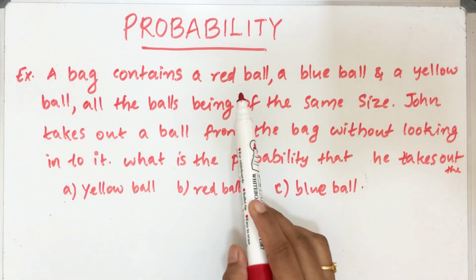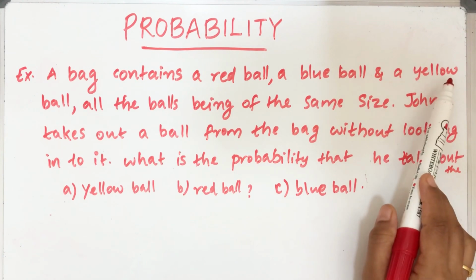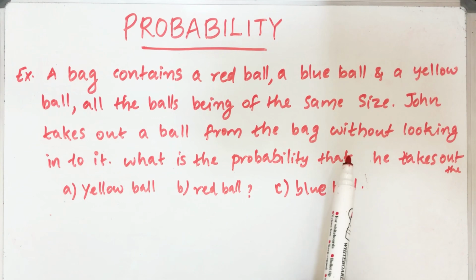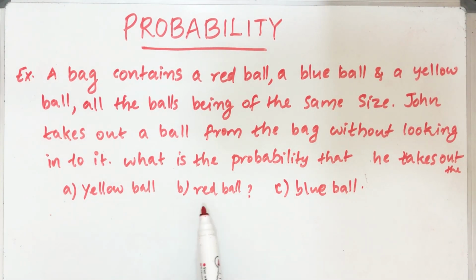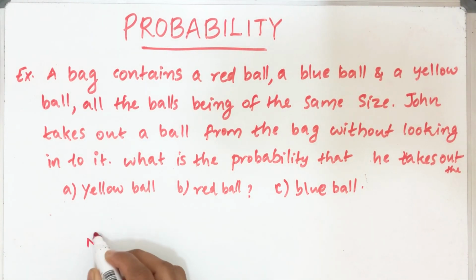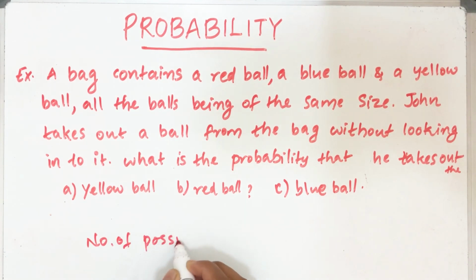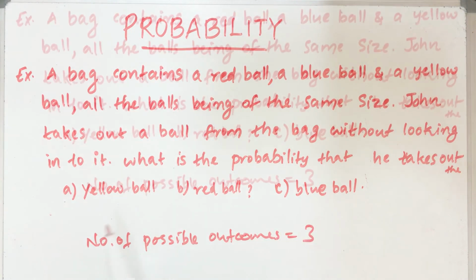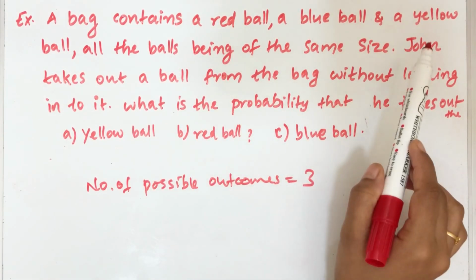Like that, a simple example here. A bag contains a red ball, a blue ball and a yellow ball, all the balls being of the same size. John takes out a ball from the bag without looking into it. What is the probability that he takes out the yellow ball? Second case, red ball. Third case, a blue ball. There are three balls: red ball, blue ball and a yellow ball. So we can say the number of possible outcomes is equal to three. One red ball, one blue ball and one yellow ball.